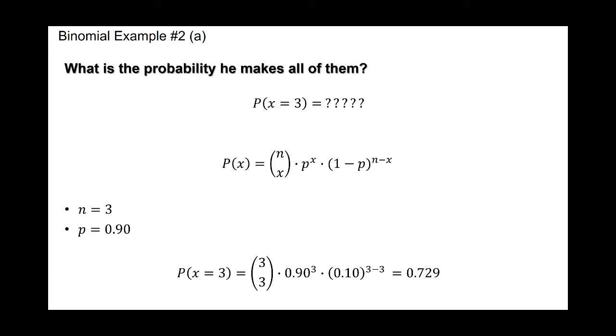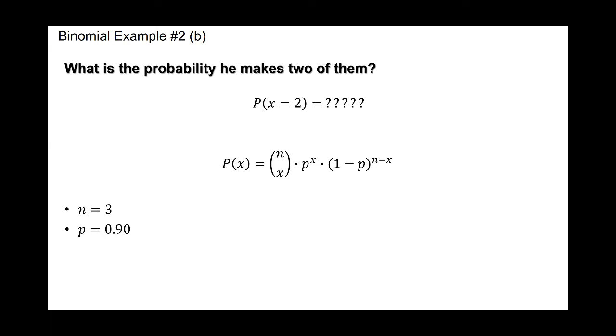So basically, almost 3/4 of the time that Ray Allen has taken 3 free throws, assuming the binomial model is a good model for this situation, 3/4 of the time he's made all 3 of those free throws.